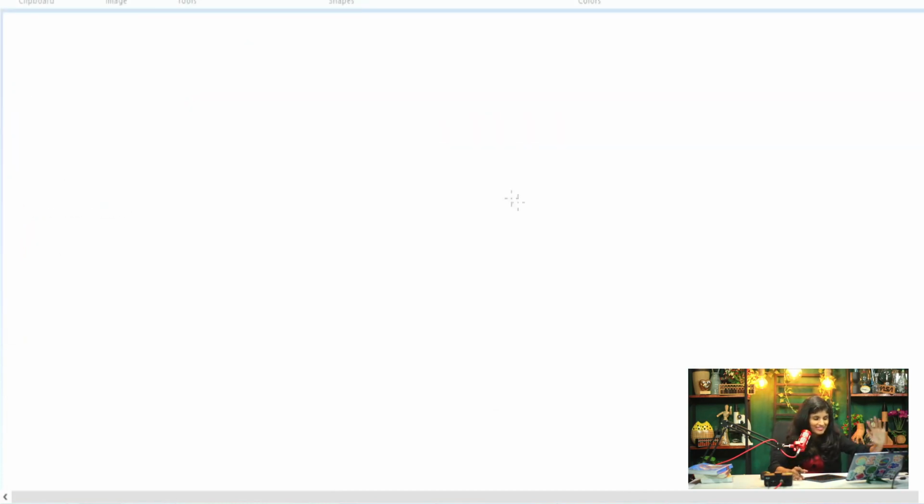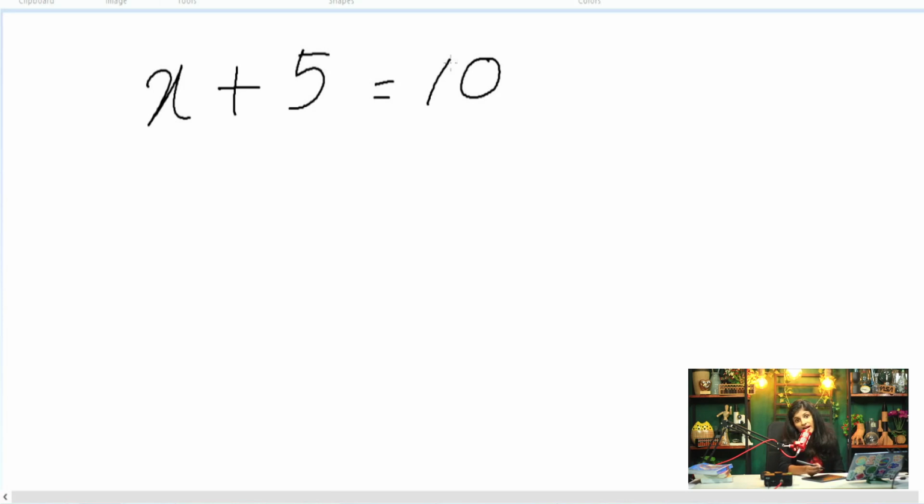So, next question. This is somewhat different. X plus 5 equal 10. Now, x and number 5 is not multiplied. That is, there is an addition, right? Okay. So, what is the opposite thing of addition? Yes, subtraction. So, what we have to do is, I will just write the same thing again. And I will subtract 5.